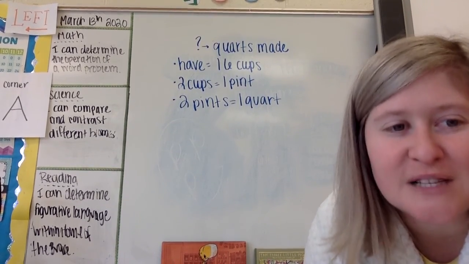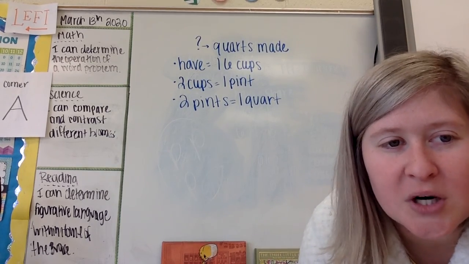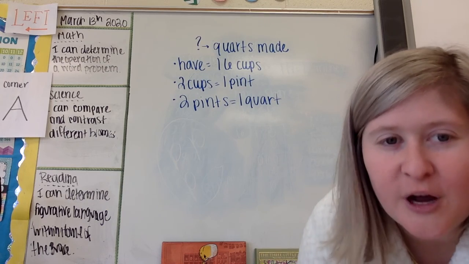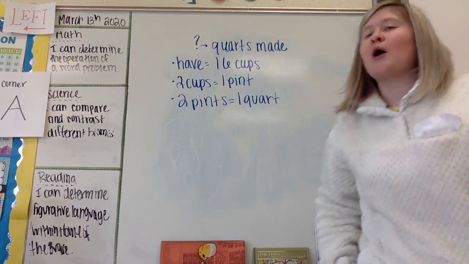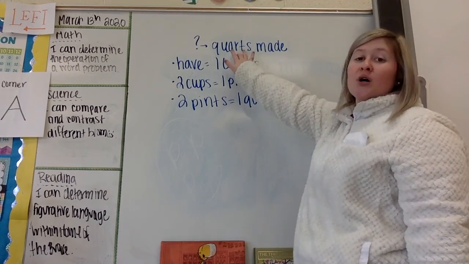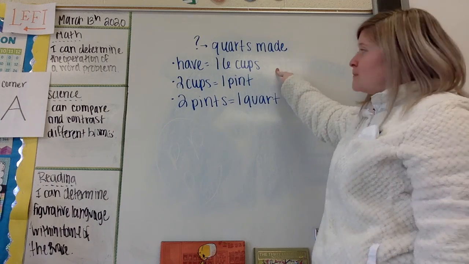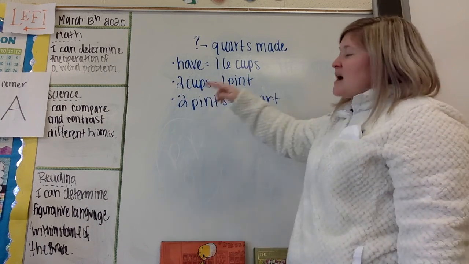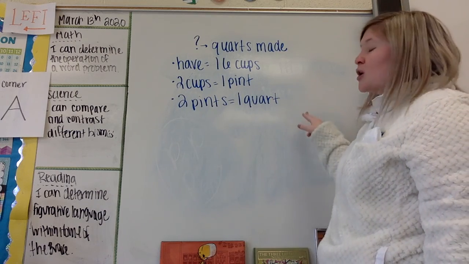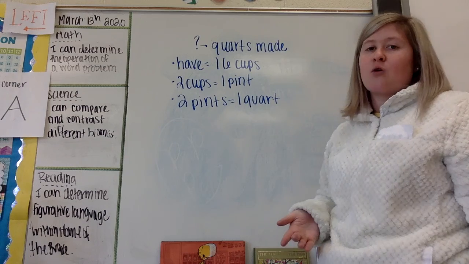Your teacher model for today says, a recipe makes 16 cups of soup. How many quarts does the recipe make? Remember, there are 2 cups in a pint and 2 pints in a quart. So I've kind of set the problem up for us. I want to know how many quarts can be made. I have 16 cups of soup total, and it told me 2 cups equals 1 pint, and that 2 pints equals 1 quart. Now, those are the hints that you'll normally get on a quiz or an EOG style question.